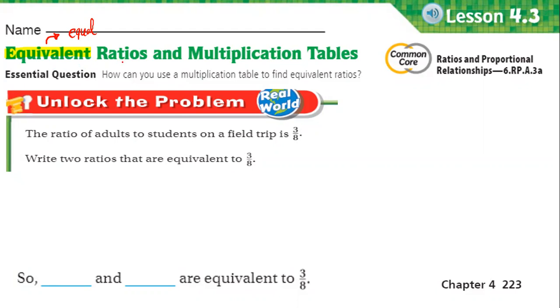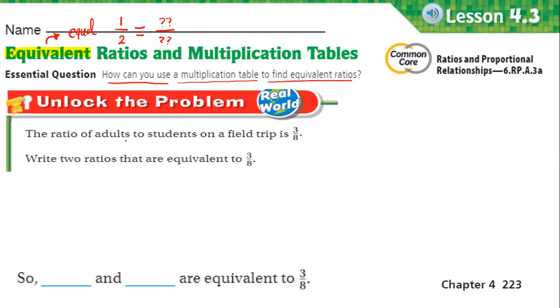Equivalent ratios. In this lesson we're going to see one ratio as a fraction, like 1/2, equal to another ratio. What should I write here? That is what I will teach you today. How can you use a multiplication table to find equivalent ratios? You need to be perfect in the multiplication times table to find the answer here. So let's unlock the problem together.